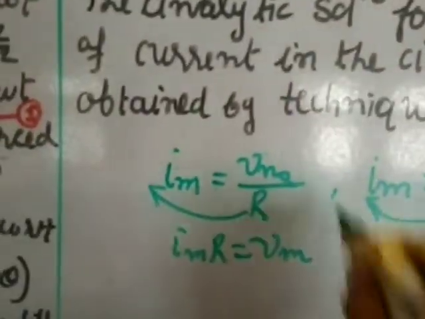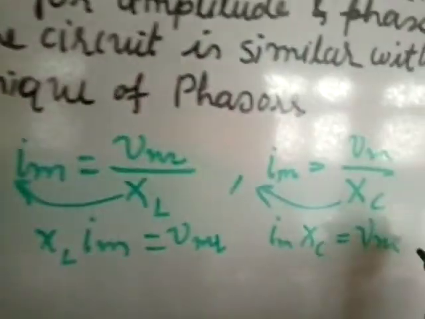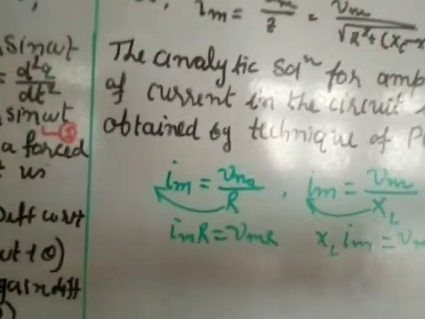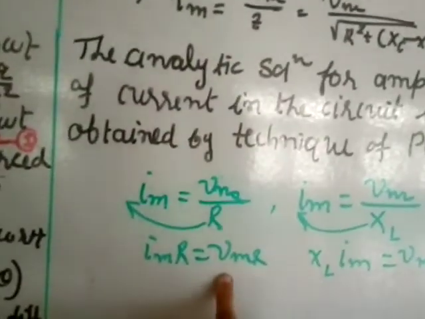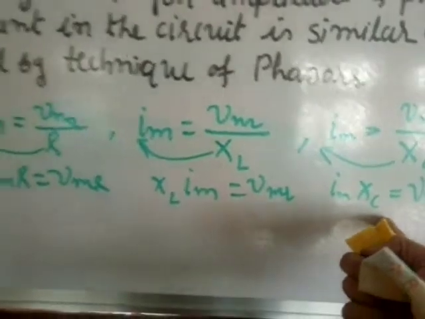Now this is for the resistor, so you put capital R here. This is for the inductor, so put capital L, and this is for the capacitor, so put capital C. That is what I have written here directly. This we have studied previously when we separately studied the pure resistor circuit, the pure inductive circuit and the pure capacitive circuit.